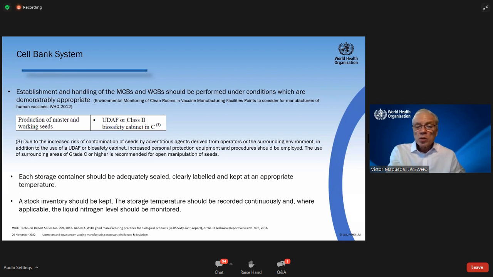A stock inventory should be kept. The storage temperature should be recorded continuously, and where applicable, the liquid nitrogen level should be monitored. I would say always monitor the liquid nitrogen level and the temperature recording. Very important in terms of alarms, and how those alarms are managed when out of working hours. This is also important.